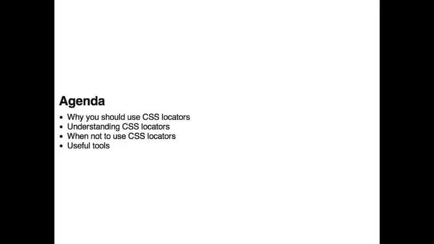Now, what's the agenda going to be? First, I'm going to show you why I think you should be using CSS locators instead of XPath and other styles. Then I'm going to show you how CSS locators work and the basics of them. Then I'm going to show a couple of scenarios in which CSS locators are actually not the right tool for the job. There are not too many of them, but it's good to know them. It will save a lot of time in the future. And then I'm going to show a couple of useful tools that I use on an everyday basis for my job, and I think it's good to share with everyone.